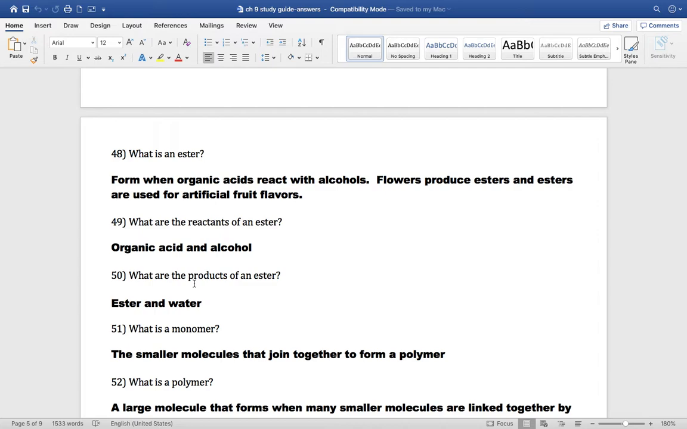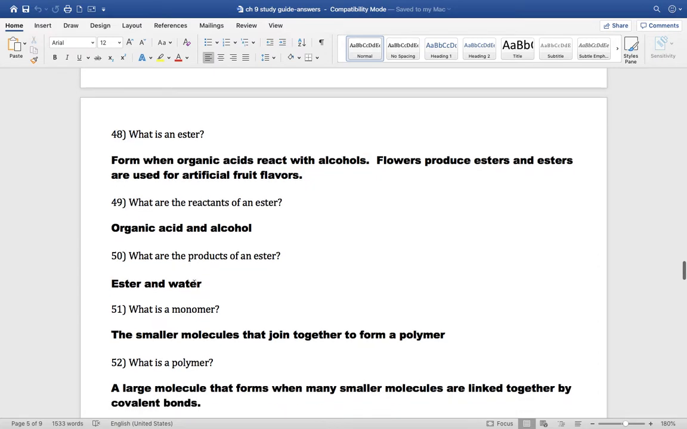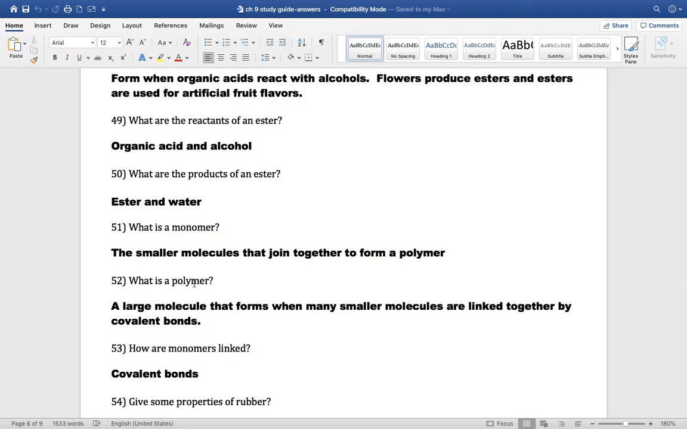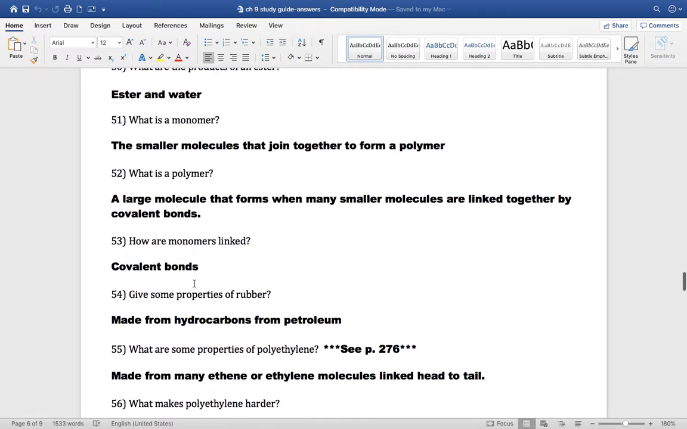Flowers produce esters, and esters are used for artificial fruit flavors. I just answered this, sorry. 49, what are the reactants of an ester? Organic acid and alcohol. And 50, what are the products of an ester? It's ester and water. 51, what is a monomer?